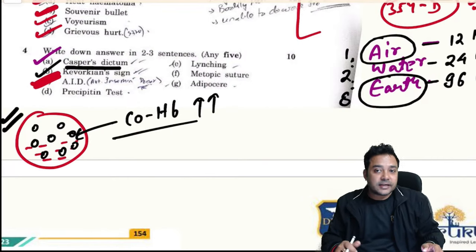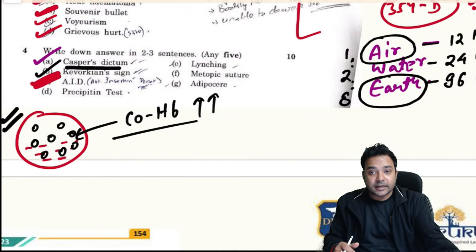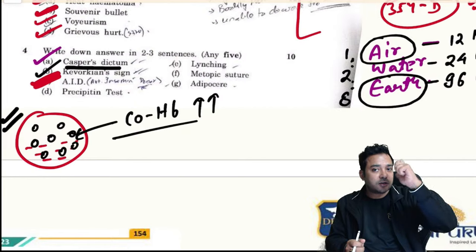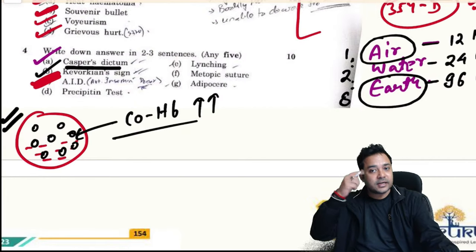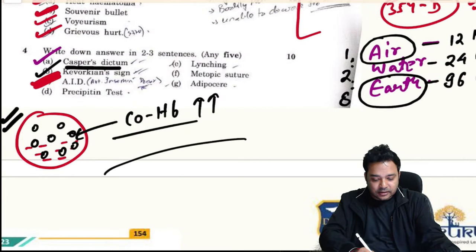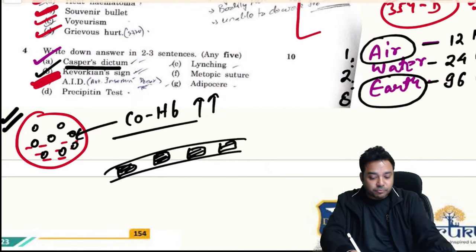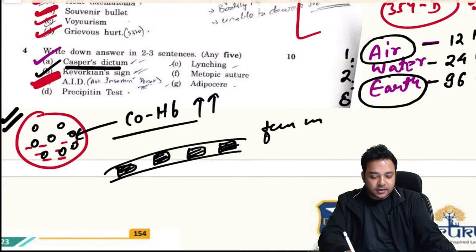Now, what is Kevorkian sign? Within a few minutes of somatic death of a person, if you take an ophthalmoscope and watch the eyes of the dead body, inside the retinal vessels you can see segmentation of blood into columns like this. This is what is called Kevorkian sign. It can be seen within a few minutes and can remain till 30 minutes of somatic death.